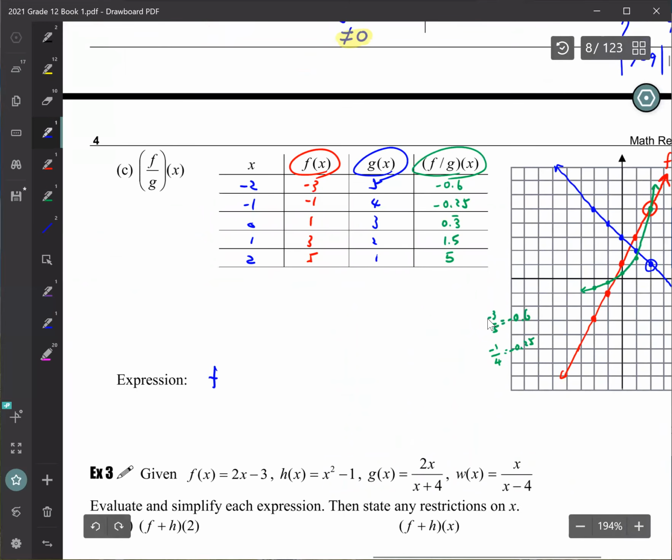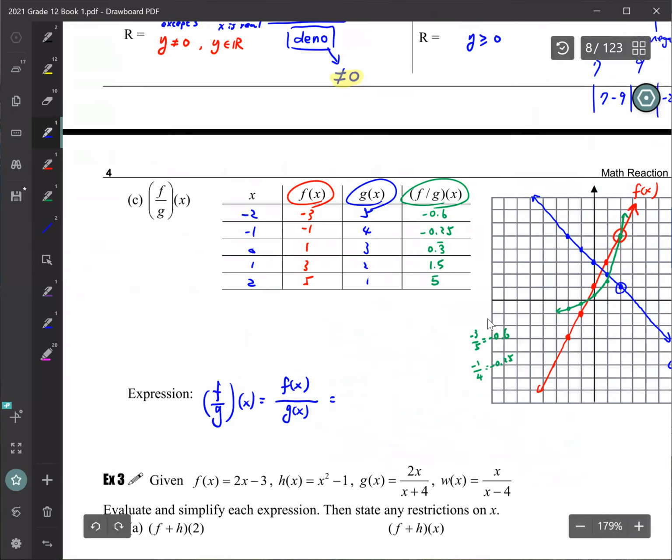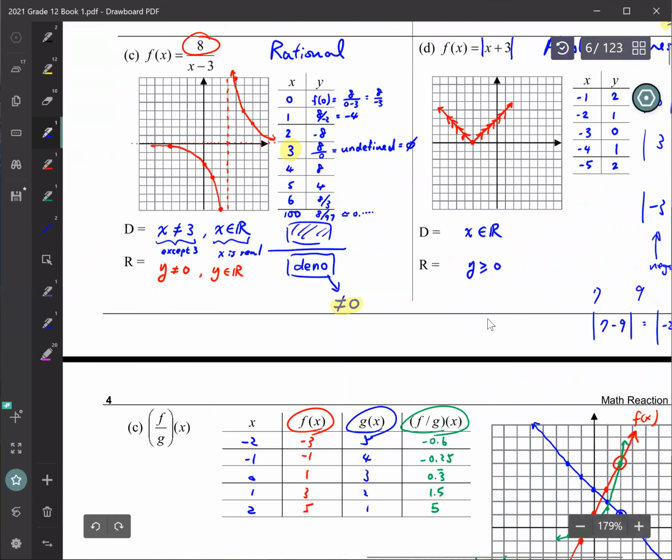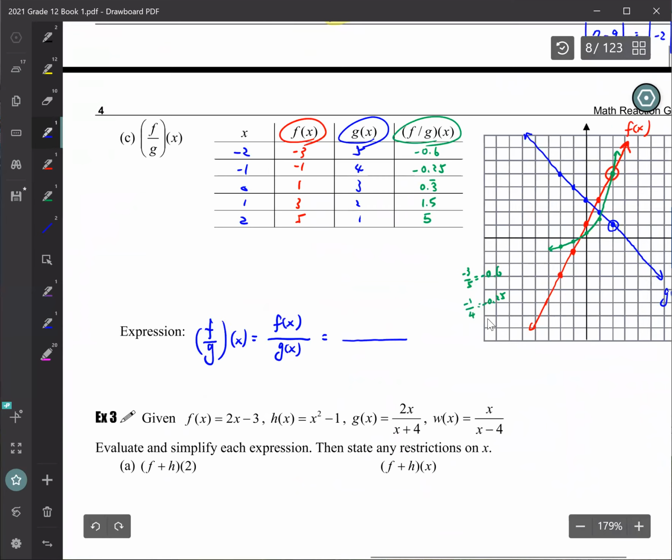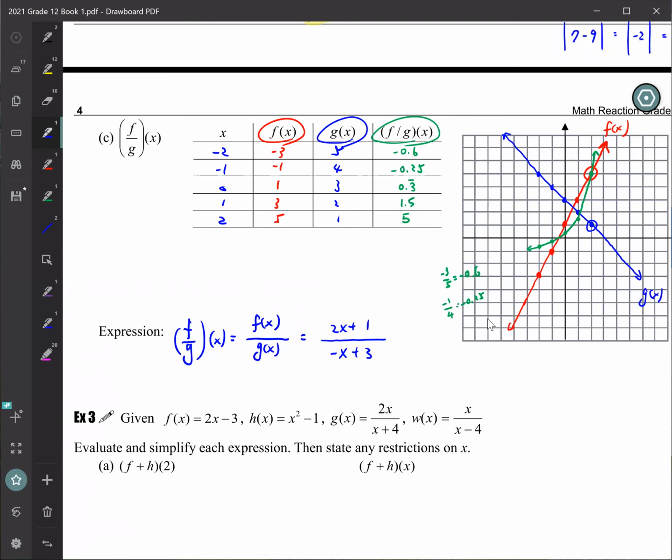Expression we have is f over g of x, which means the top is f of x, g of x is in the denominator, right? And then we just write down our functions. So f of x is, what is it? 2x plus 1, right? G of x is negative x plus 3. So that's your expression. Okay, this is called rational function.